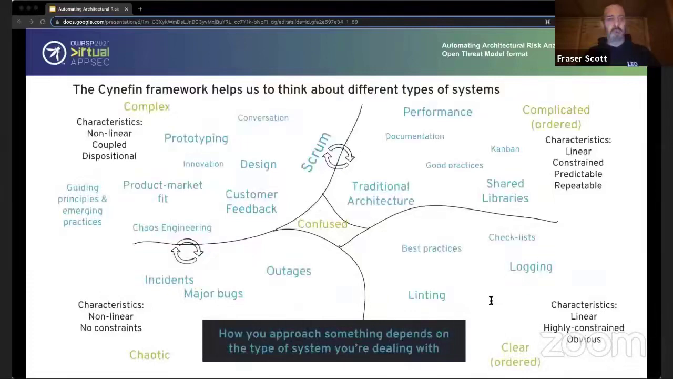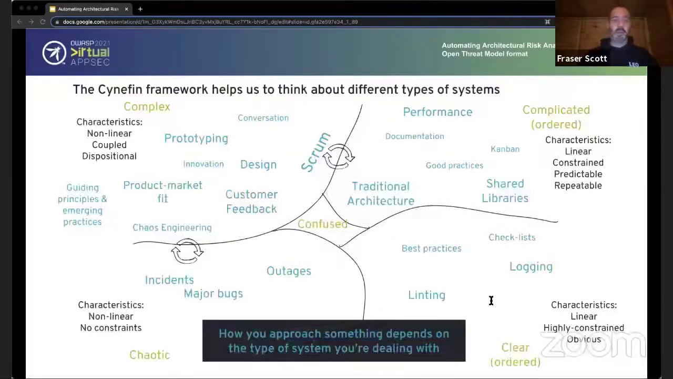There's a lot going on in this slide. I won't spend too much time here. The Cynefin framework basically helps us think about different types of systems in different ways. And in this case, we're looking at it from the perspective of software development. It splits the world up into two: clear, where things are very simple, things are very linear, if A then B, if C then D. So that's the place of best practices and checklists.